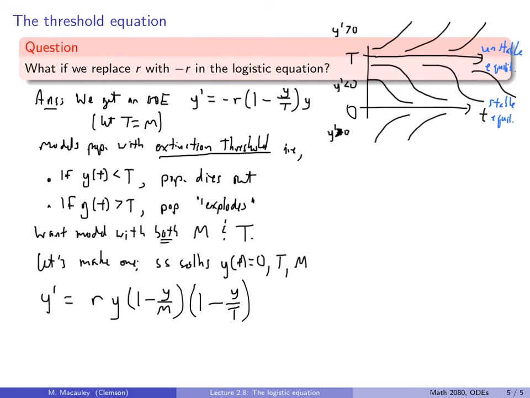Look what I've done. This has 3 steady state solutions. How do we find that? Set y prime equal to 0 and solve for y. Well, this is 0 when either y is 0, y is equal to m, meaning this term is 0, or y is equal to t. So let's plot this.